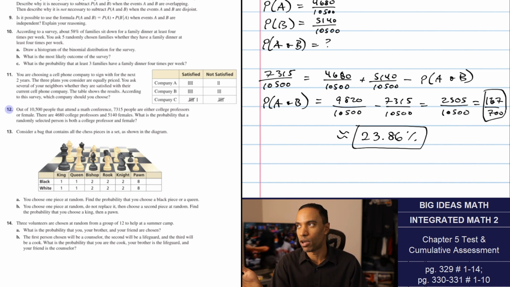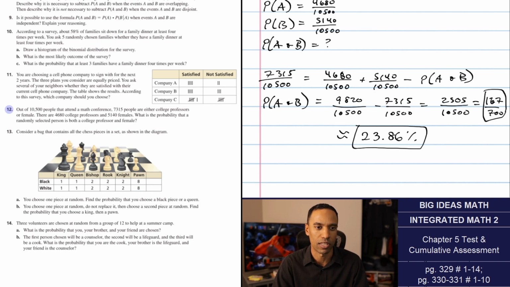both a female college professor. Female college professor from that set. There's the overlap, and we had things considered.